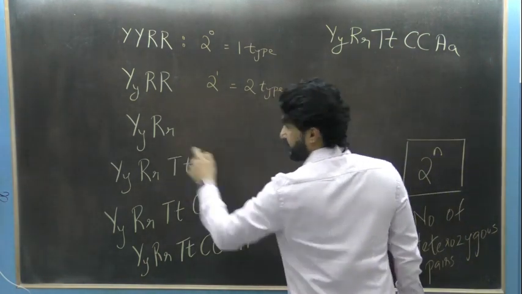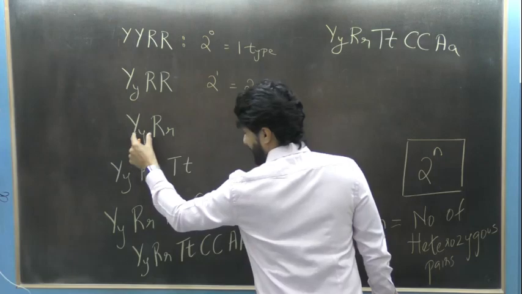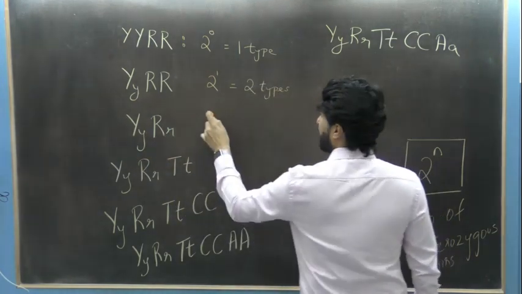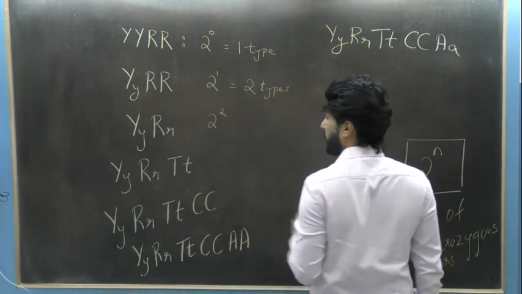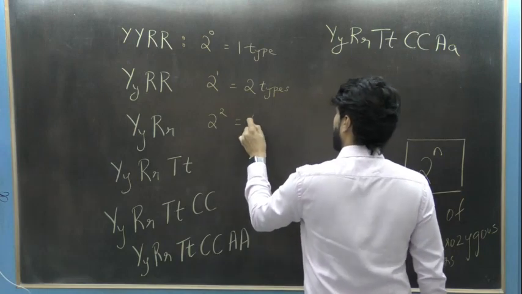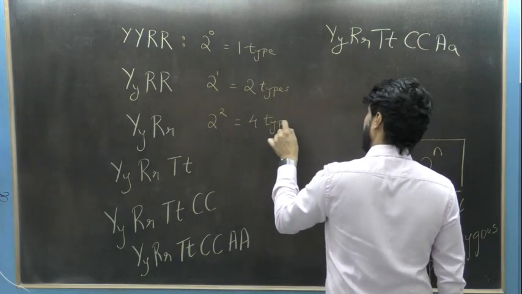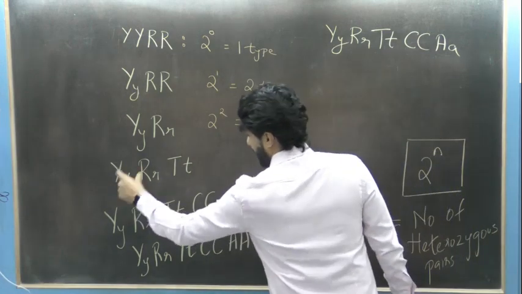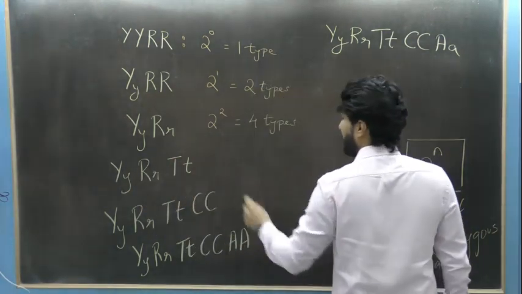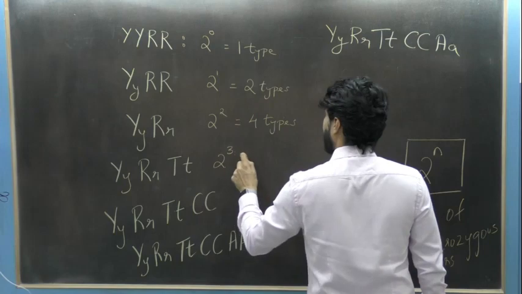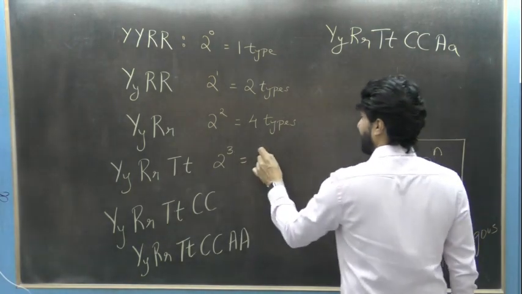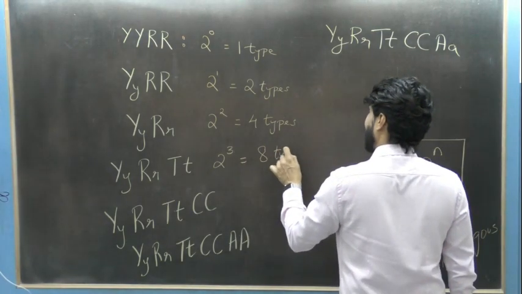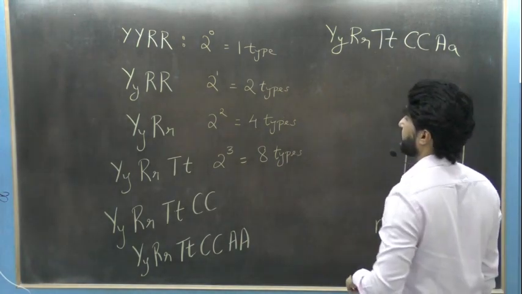If you see here, this is a heterozygous pair, this is also a heterozygous pair, so it will be 2 raised to 2. There are 2 heterozygous pairs, that means this would produce 4 types of gametes. Now see this. It's a heterozygous pair, it's a heterozygous pair, it's a heterozygous pair. That means there are 3 heterozygous pairs. So I will say 2 raised to 3. So this plant would produce 8 types of gametes.